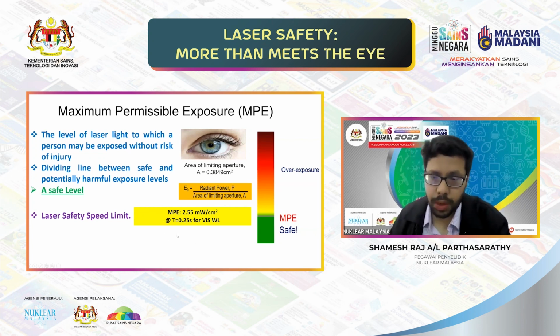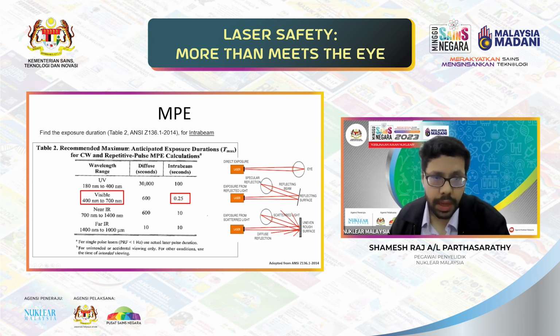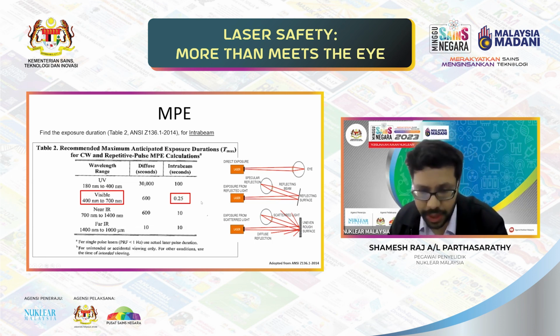Based on our calculation, the MPE from 400 up to 700 nanometers at an operation time of 0.25 seconds for the visible wavelength is calculated as 2.55 milliwatts. So where do we get this particular value? We get it from the American National Standards Institute Z136.1 intrabeam table. Again, I won't go more into this technical part.